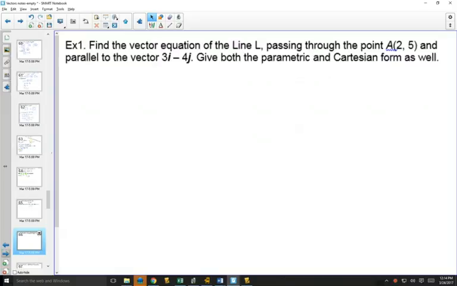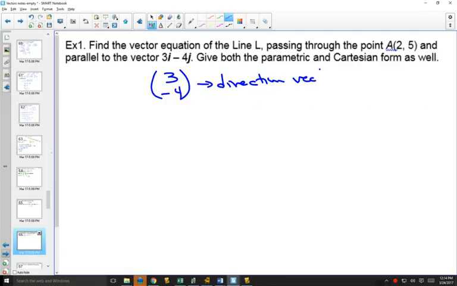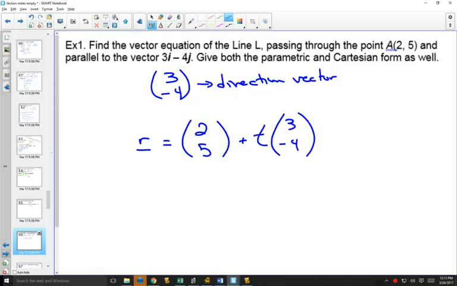So here's our first example. We want our vector equation of our line passing through (2, 5) and parallel to (3, -4). If it's parallel to that, then (3, -4) is going to be our direction vector. And our equation of a line is always a random point. Well, we know it goes through (2, 5), plus a scalar, and then our direction vector.